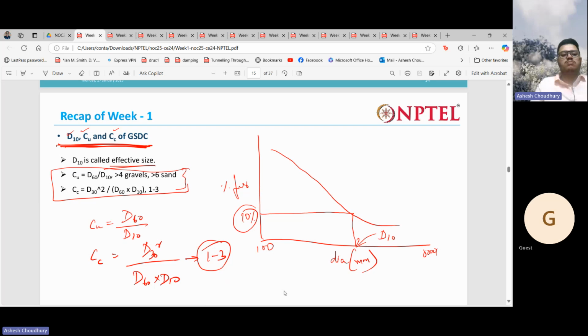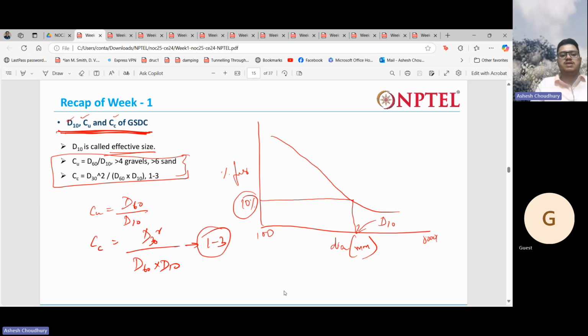Then again, we saw some terms such as the D10 size, which is the effective size. It is nothing but the size corresponding to 10% finer. Then you have the CU, the coefficient of uniformity, which is D60 by D10, and it should be greater than 4 for gravels and greater than 6 for the soil to be called well graded soil. Then you have the coefficient of curvature, which is D30 squared divided by D60 times D10, and this should be between 1 and 3. Both these criteria should be satisfied to call the soil a well-graded soil.